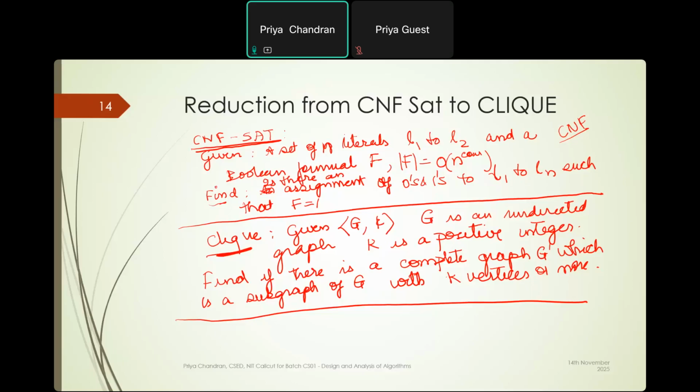the formula F becomes 1. We have also studied the clique problem. We are given a graph and a positive integer k, and we want to know whether there is a complete subgraph G' with k vertices or more. That is, a fully connected, completely connected part of the main graph of size at least k. So both these problems were discussed in class. So we can proceed from there.